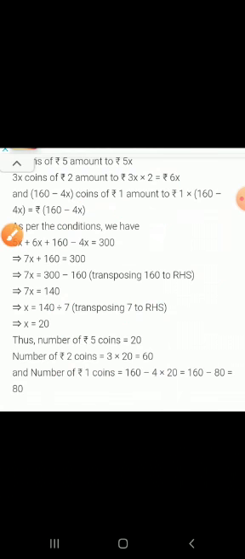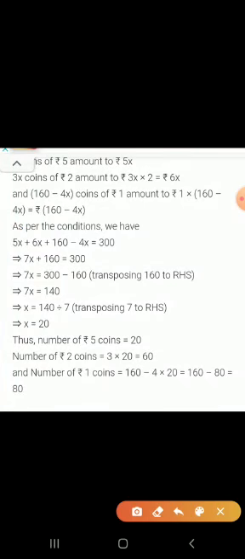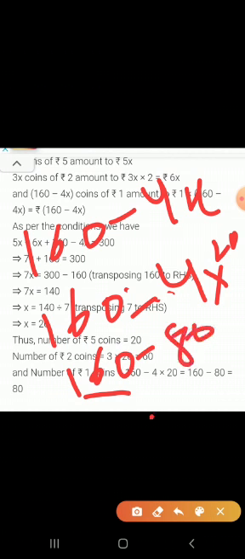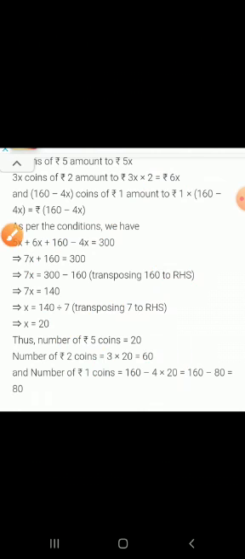And how many 1 rupee coins? It is 160 minus 4x. 1 rupee coins we have assumed 160 minus 4x. So 160 minus 4 into x value, which is 20. So 160 minus 80, it will be equal to 80 only. Means number of 5 rupee coins 20, number of 2 rupee coins 60, and number of 1 rupee coins will be 80. You have to visualize the question once again. The question is a little complicated. Go through the lecture once again for this question. You will understand it in a better way, and have pen and paper with you and practice it.